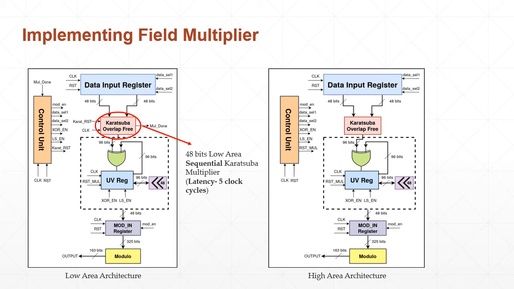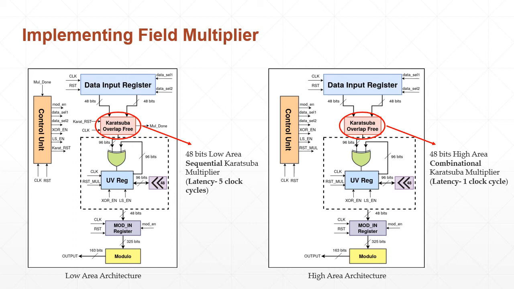Now, there is a subtle difference between the two architectures. As you can see, the low area architecture employs a sequential Karatsuba multiplier which requires 5 clock cycles to give one output, whereas the high area architecture employs a combinational Karatsuba block which gives output in 1 clock cycle.